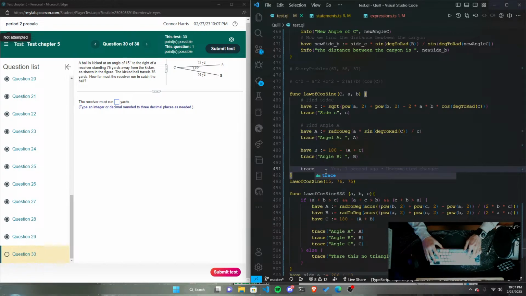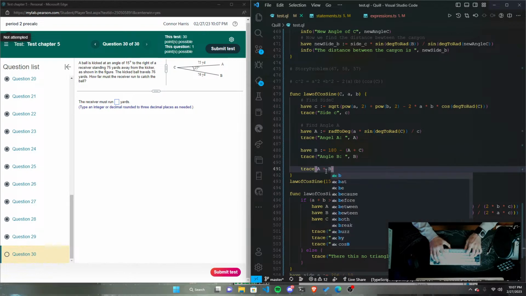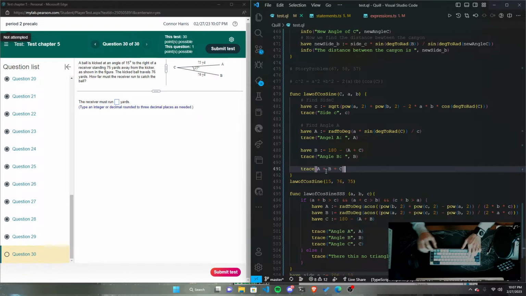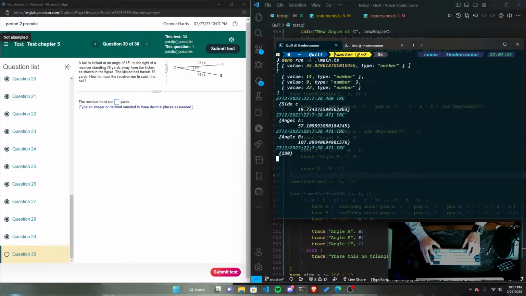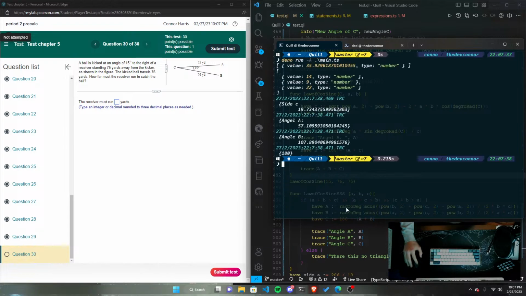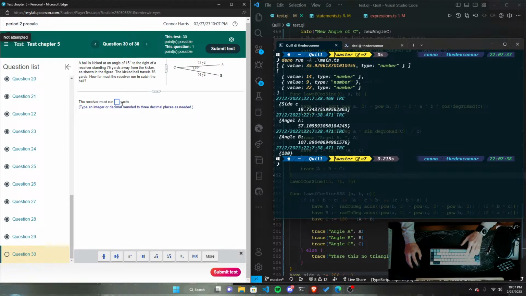Yeah. So we'll say that have a trace, and then we'll add angle A plus B plus C, and if that is equal to 180, then we know that these are correct. Yeah. Okay. And there we go. 180. So that is right. That's weird. I thought it would be longer, but I guess it isn't.